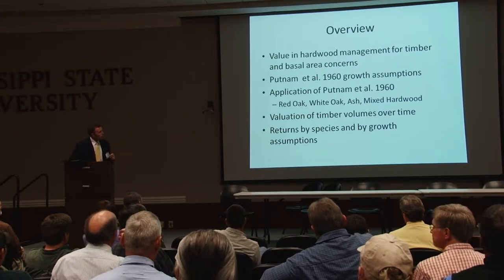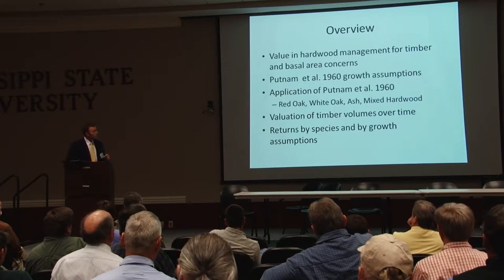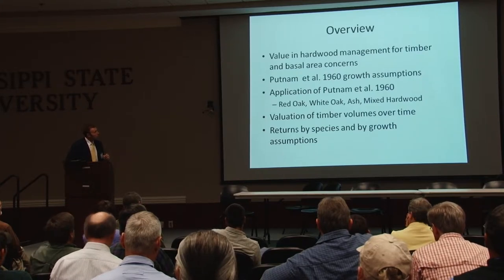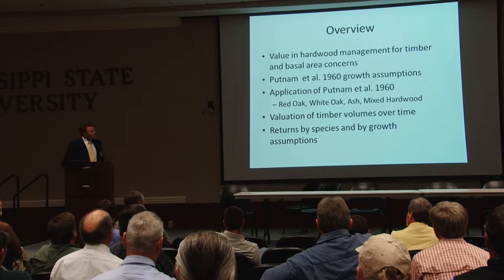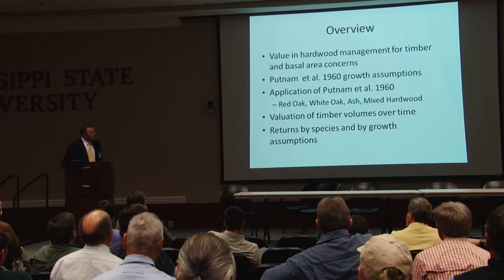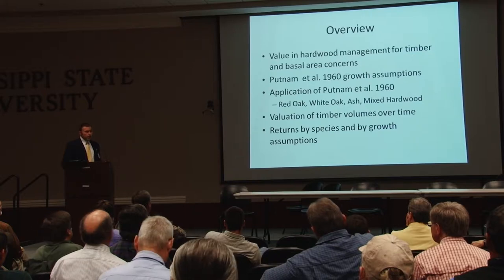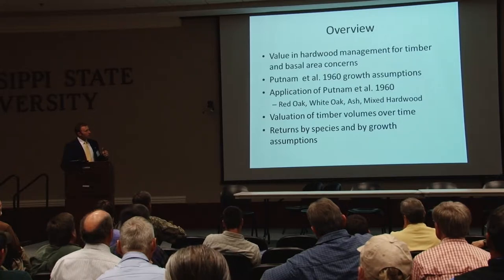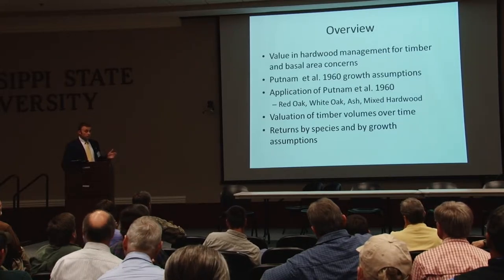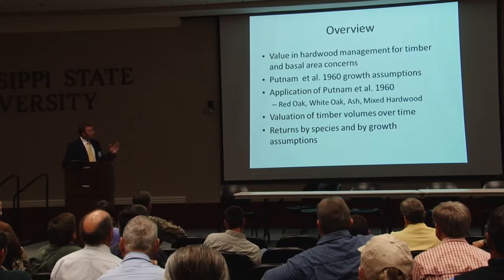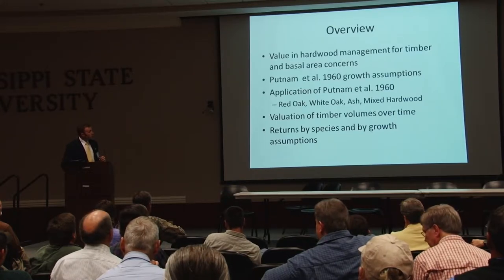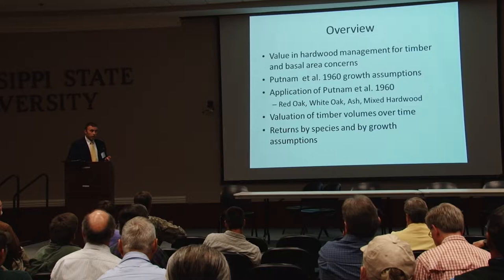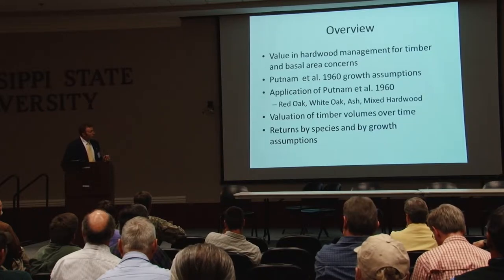For this study, we're looking at Putnam, 1960, his publication on bottomland hardwood management. Two tables there, one for even age management and one for uneven age. And we're going to look at a variety of species, particularly on the even age stand scenarios. We'll look at red oak, white oak, ash, and mixed hardwoods. And then we'll conduct evaluation of those respective management regimes over time to try to come up with a dollar value for both the even age and the uneven age valuation. And then look at the returns for each by species for a range of growth assumptions that Putnam outlined in his publication, and also for each management type.